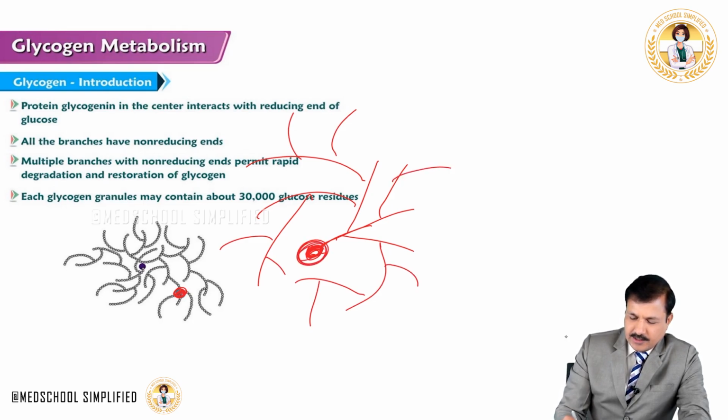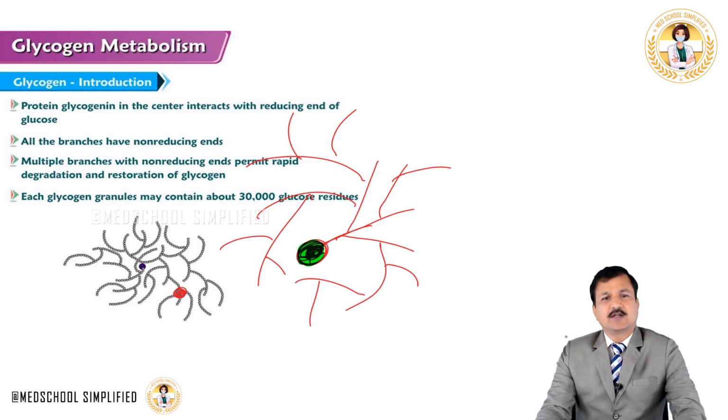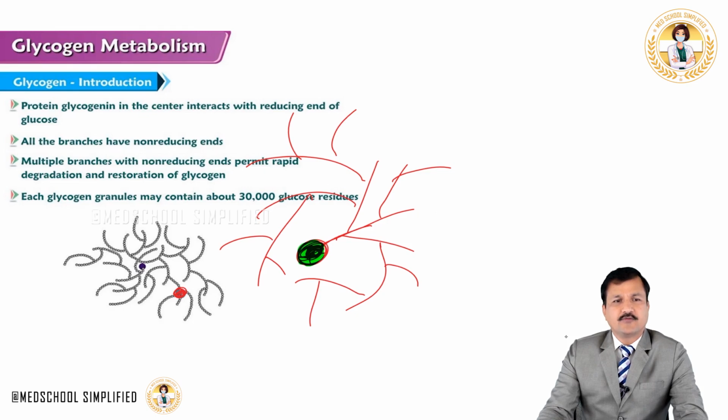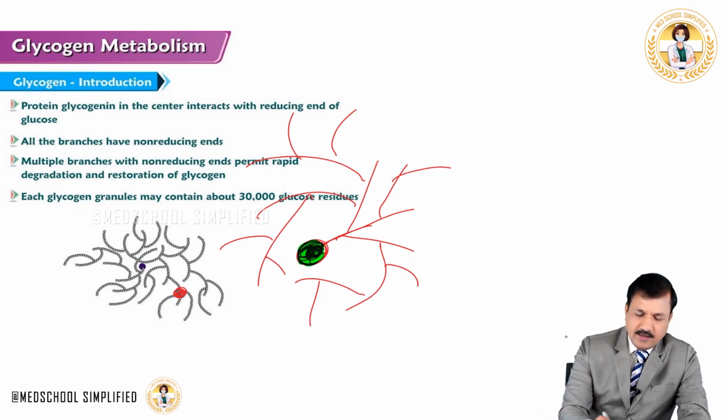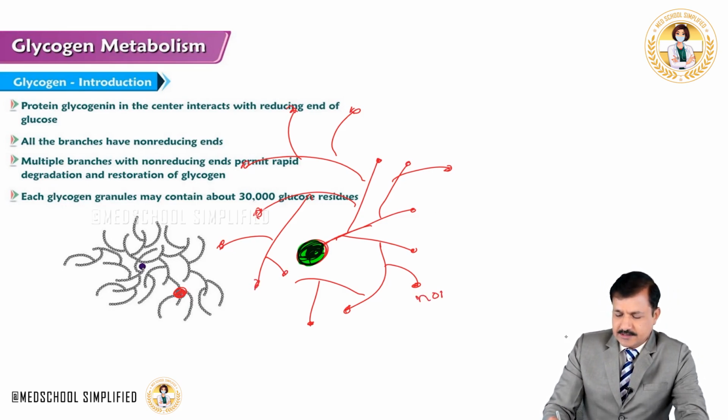So there will be a protein in the center of the glycogen molecule, and we are going to see that as we move on to glycogen synthesis. A protein, glycogenin, is in the center and interacts with the reducing end of glucose. In the periphery, at the end of every branch of glycogen, all these peripheries are basically non-reducing ends.